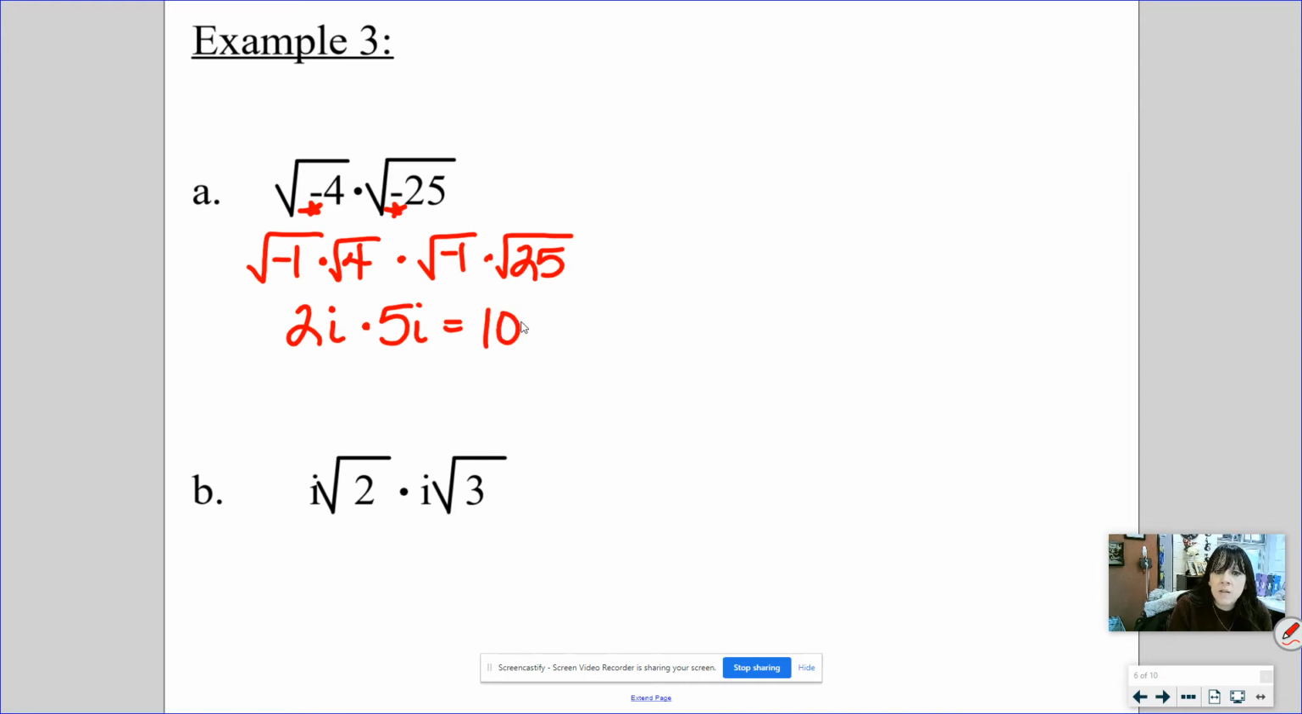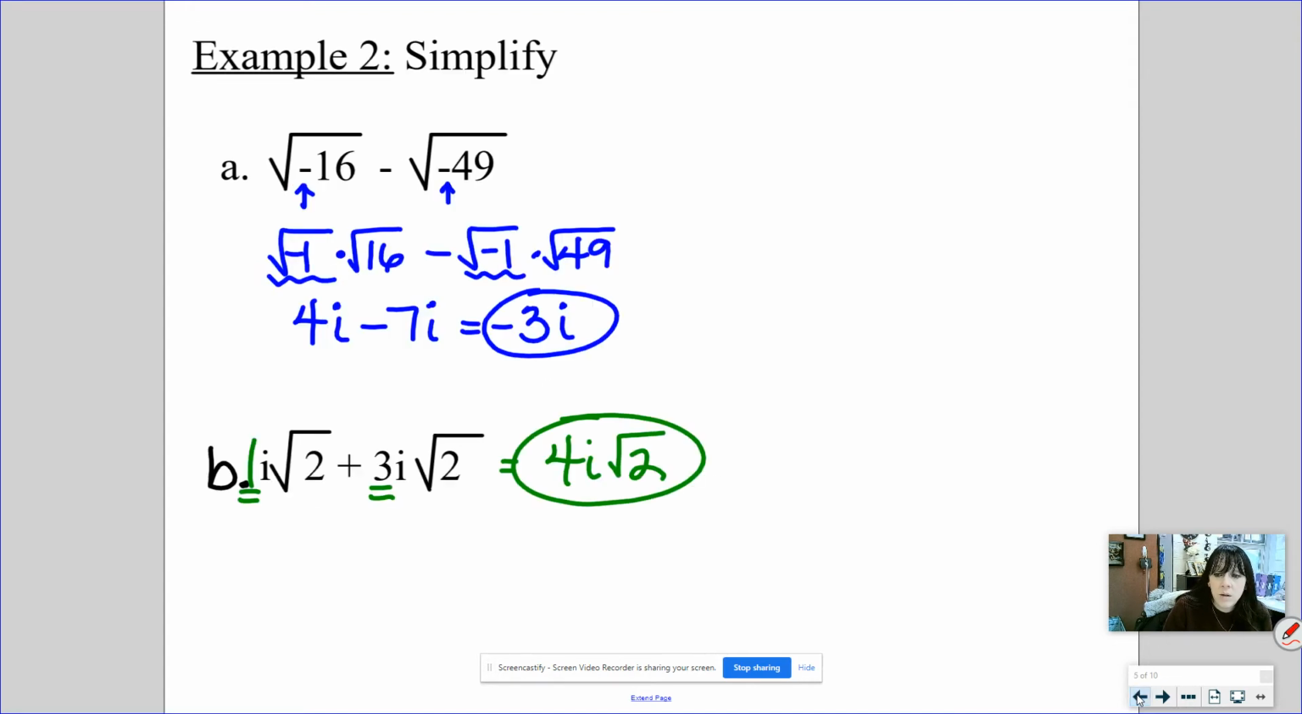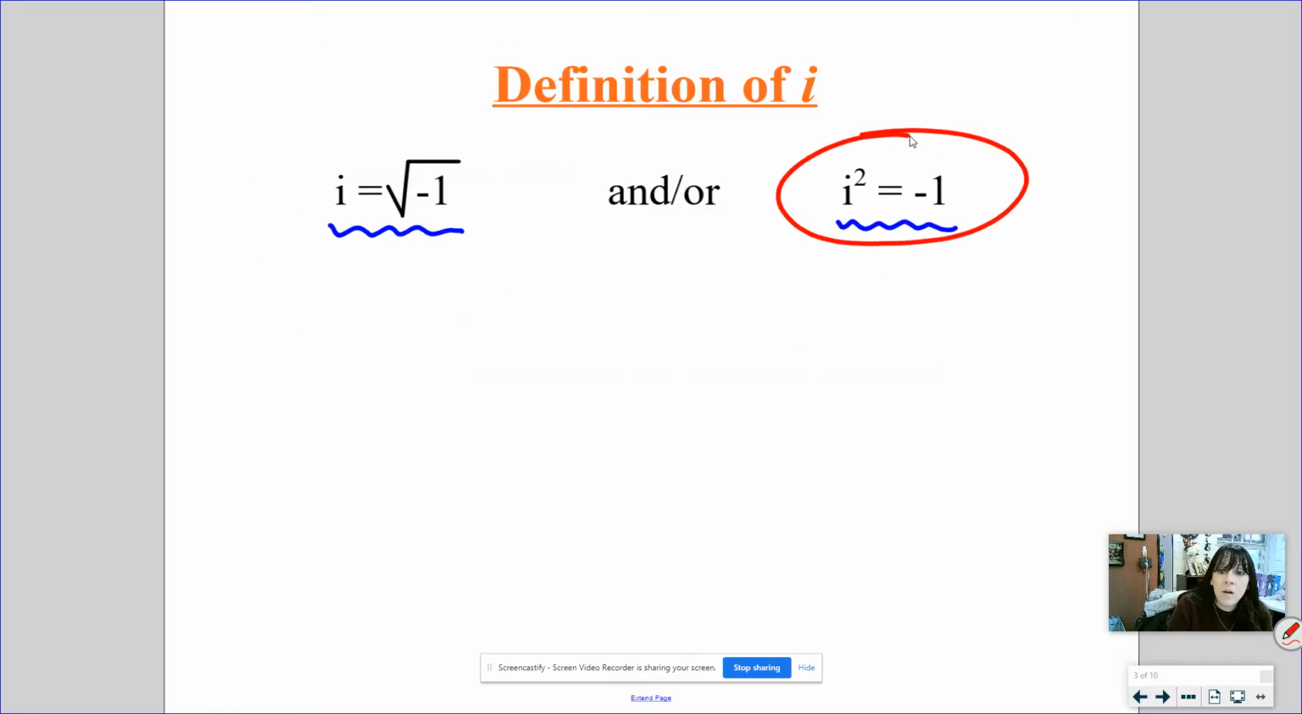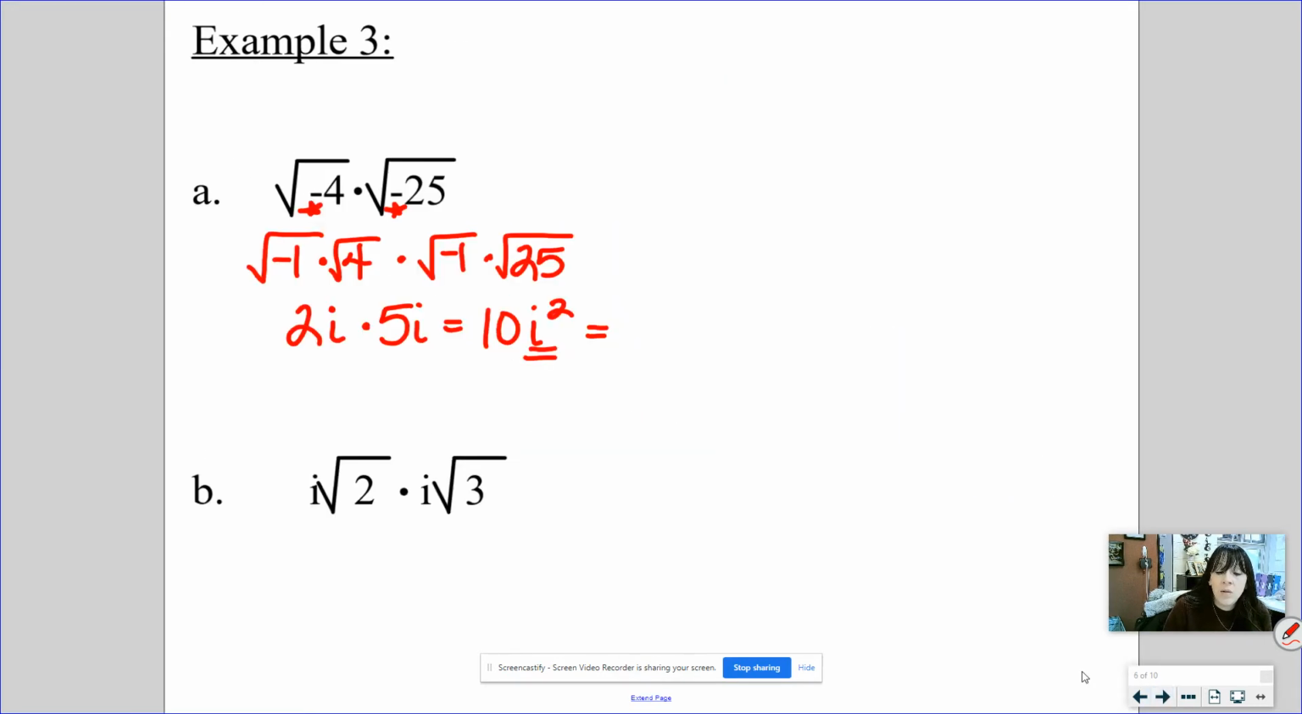And then I times I would be I squared. New thing, I squared can be reduced because I squared is equal to -1. So when you get 10I squared, you're going to plug in -1 in place of I squared because that's what I squared is equal to. So this will turn into 10 times -1, which is equal to -10. So that is your final answer.